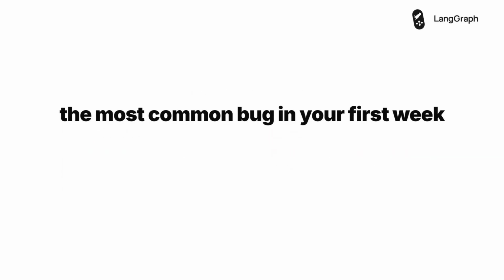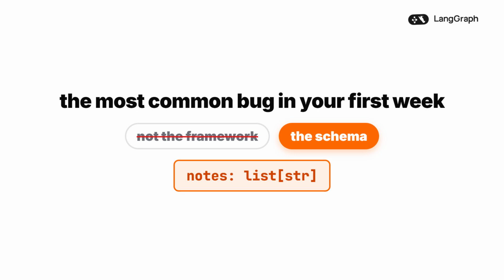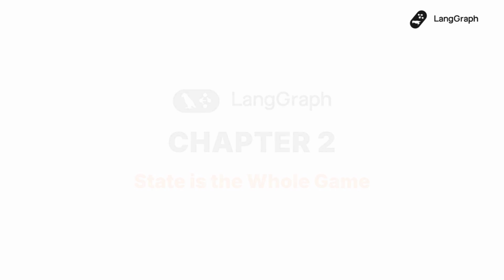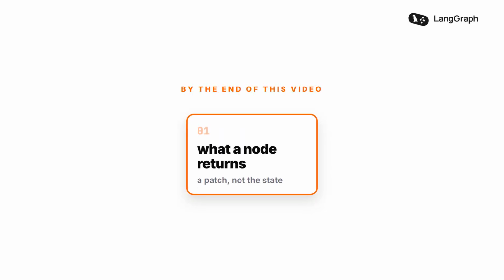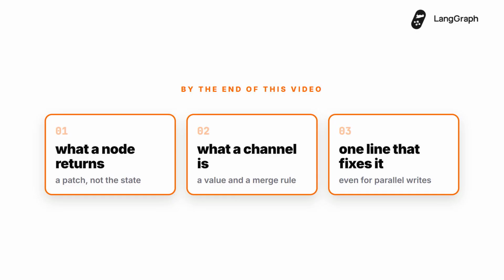This is the most common bug people hit in their first week with LangGraph. It is not a flaw in the framework. The mistake lives in the schema, and the schema is the part almost nobody thinks about. So Chapter 2 is about the thing your whole agent stands on, not the nodes and not the edges, the state. By the end of this video, you will know what really happens when a node returns a value, why every key in your schema is something called a channel, and how one line of annotation turns that lost node into a list that grows correctly, even when 2 nodes write at the very same instant.